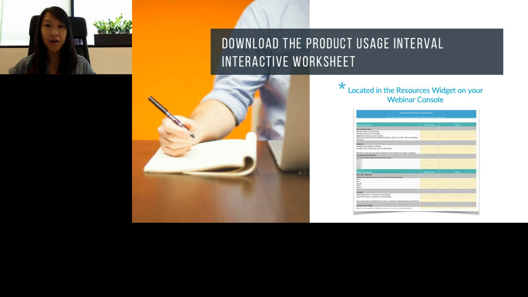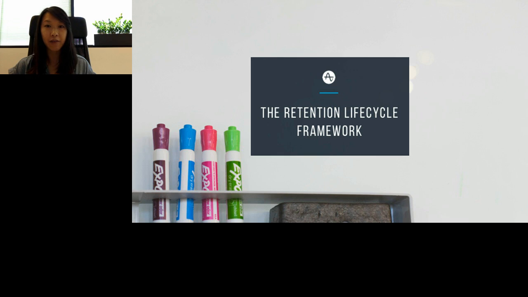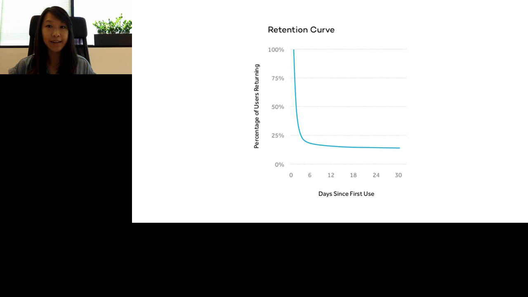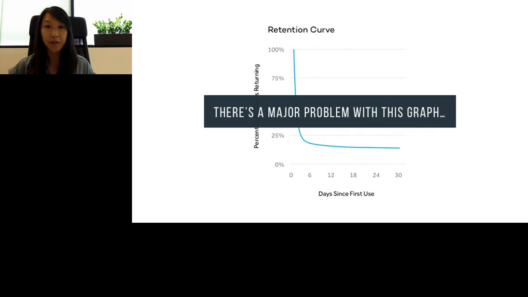Okay. So now that we've covered the 3 methods of calculating retention, as well as how to determine your critical event and your product usage interval, we're ready to get into the meat of the retention lifecycle framework. Again, here's our general retention curve showing the percentage of users returning over time. But there's actually a major problem with this graph. It's lumping together a lot of different types of users into one single curve. In reality, not all active users are created equal.